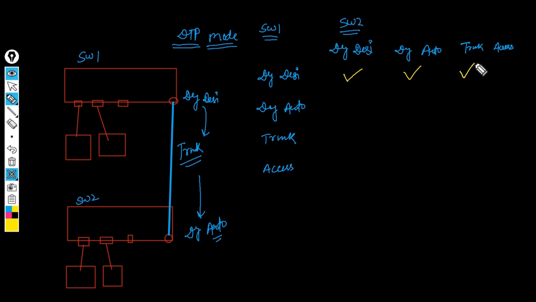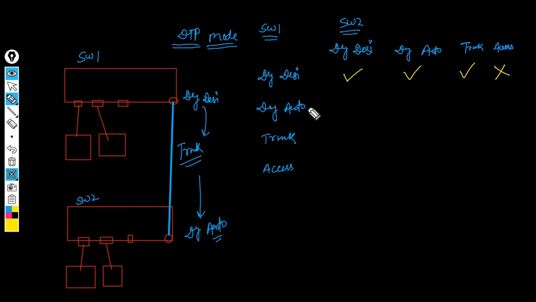So they will form the trunk here as well. I want to form a trunk, but I am working as a static access. Access in the sense it will not change the mode because this is static. So now what happens? There is no trunk between the switches in this case.